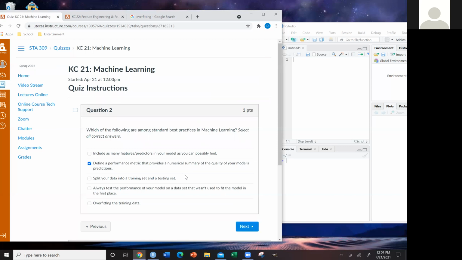Define a performance metric that provides a numerical summary of the quality of your model's predictions. Absolutely. These are good practices, because we need some sort of numerical value, some sort of number that will quantify how well our model is doing. Split your data into a training set and testing set. Yeah, for sure. That seems reasonable. I think that's a good best practice.